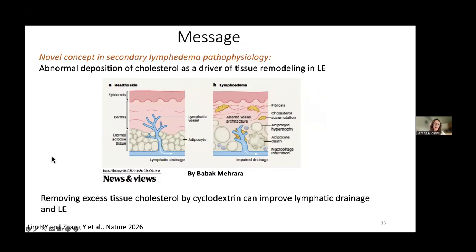So we think that maybe, in the paper from Ekelatz showing that cyclodextrin induced a regression of atherosclerosis, another mechanism of cyclodextrin might in fact be that it improved lymphatic function and contributed to this regression of atherosclerosis.